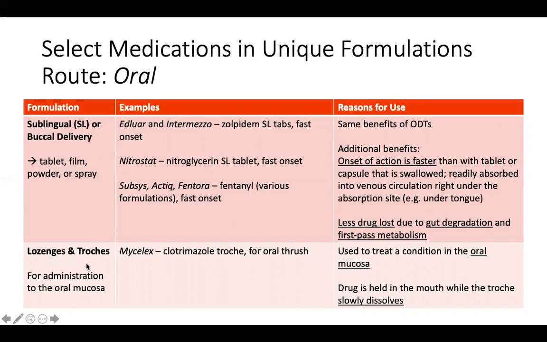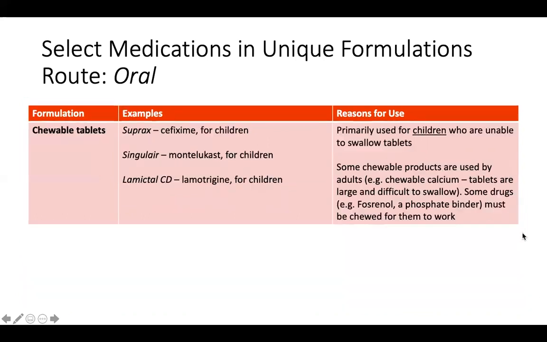We also have lozenges and troches. Sometimes we can treat conditions in the oral mucosa, so it's actually treating locally, and we want to hold the drug there to slowly dissolve. And then, of course, chewable tablets. We have some more examples here, and aspirin would be there too. This is usually used for children who are unable to swallow tablets.